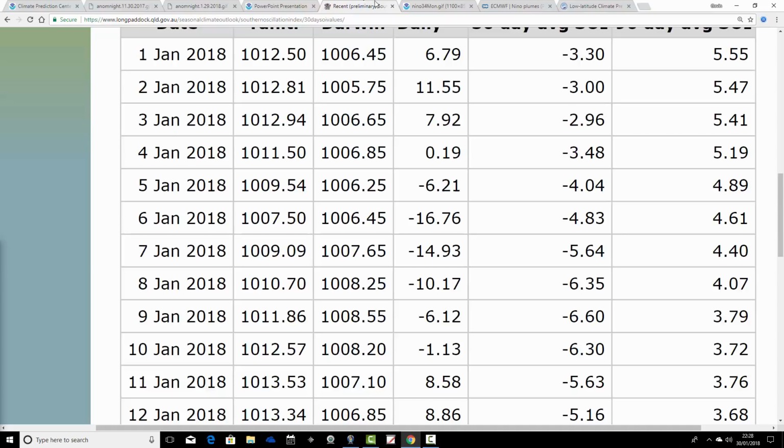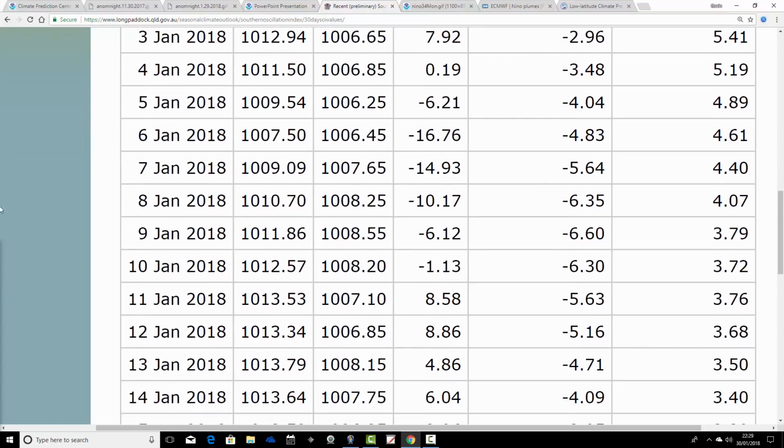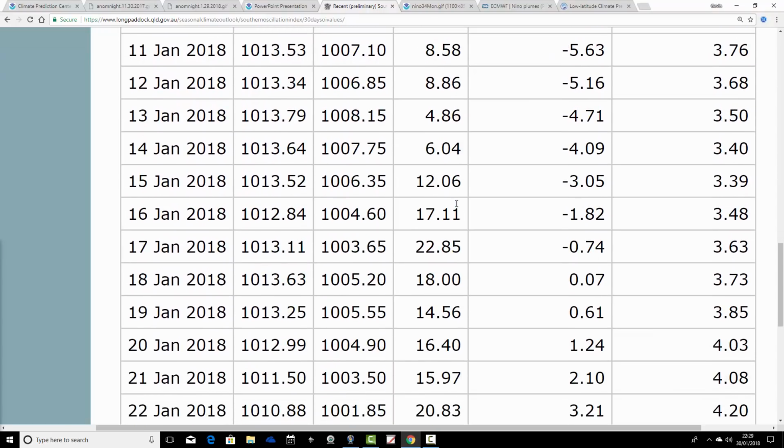We begin with the SOI index on the 1st of January, where we did indeed have a positive number, plus 6.79. So that's reflecting an atmospheric state that's reflecting La Nina. We did get some negativity just there through the early part of January, the 5th, the 6th, the 7th, and the 8th. We go down to -6, -16, -14, -10. So that's the atmosphere sort of swinging to more of an El Nino type state in the Southern Ocean. But that didn't last very long.